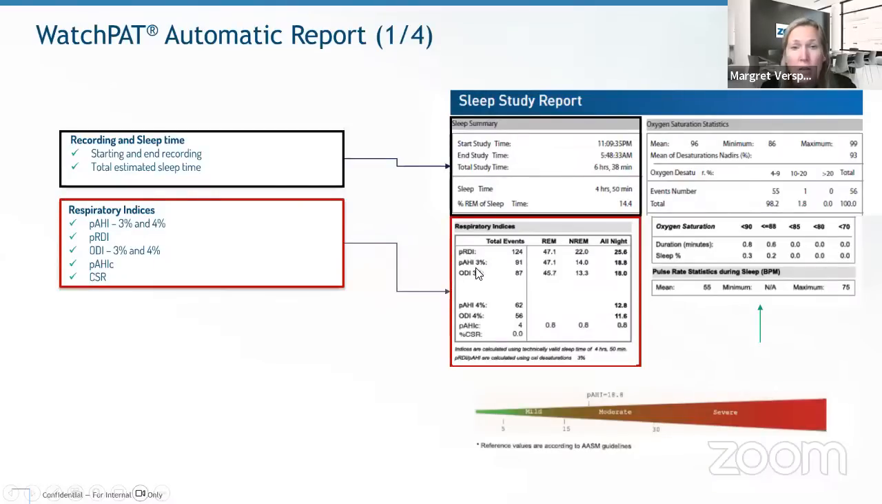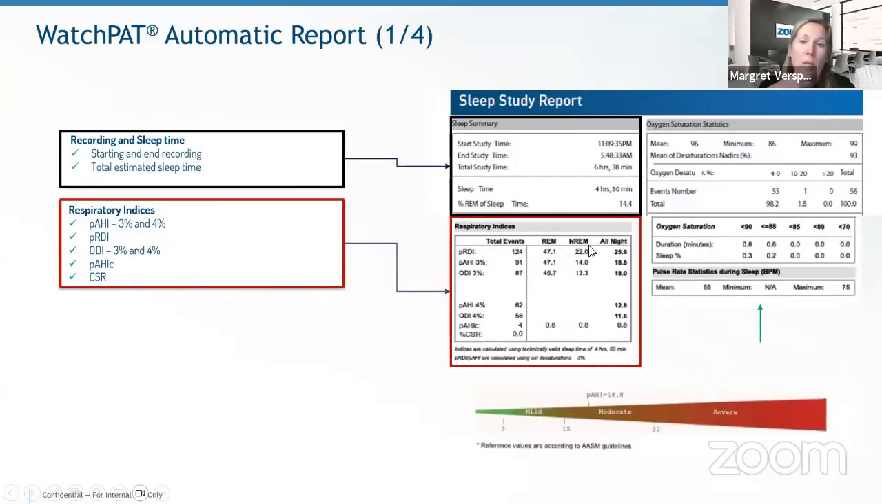This is your ODI, 3%: the index per hour that there was a desaturation of 3% or more. Then we find here the central index and the percentage of Cheyne-Stokes respiration. So we have the number of events, the all-night index, and the REM and non-REM index.